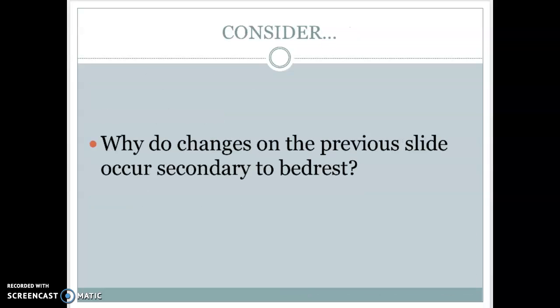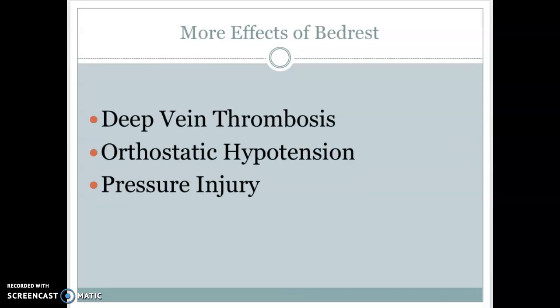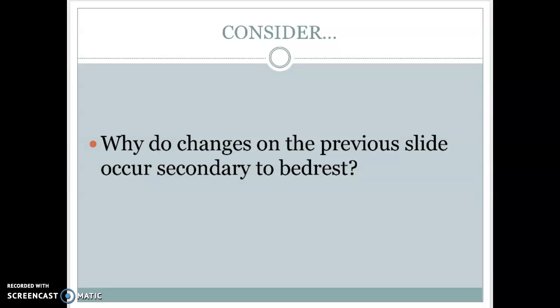So when you think about all those issues that were discussed on the previous slide, why do you think that happens? So why do people lose muscle strength, have increased fatigue, decreased cardiac function, and decreased muscle mass and bone density? Why is that happening? So those are some things for you to think about and consider. I think they're all quite self-explanatory, but important for you to consider. I know you're also taking pathophysiology this term from Dr. Rohde, and so there will be discussion about those various body functions.